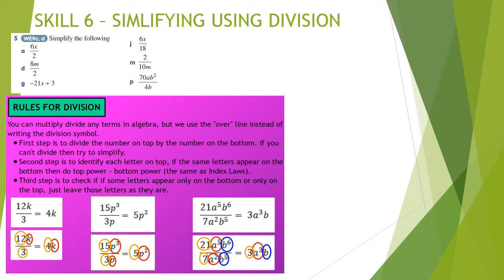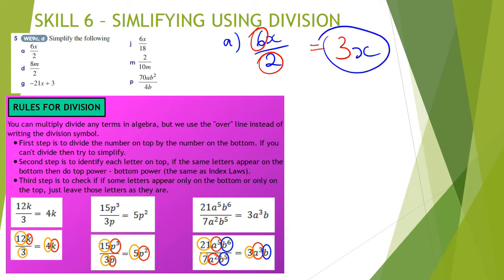If we look at question 5a, we've got 6x divided by 2. We do the numbers first, so only look at the numbers out the front. We've got 6 and we've got 2. 6 divided by 2 is 3. The next step is to look for any letters. If a letter only appears on the top and there's nothing on the bottom, we can just write the letter next to the number. So our final answer is 3x.